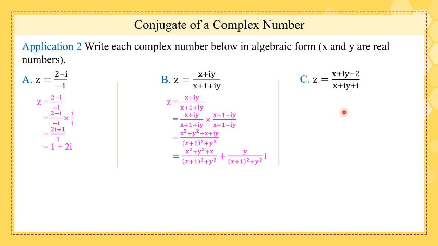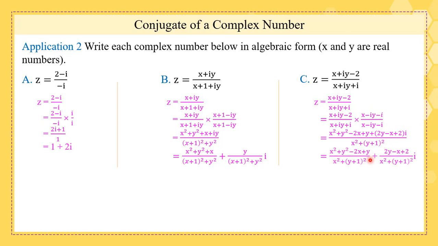The last part, try also to do it alone, take your time. Well, in this case, the conjugate would be x minus iy minus i up and down. This is what we get for the numerator, and this is for the denominator, and after simplification we get this expression.